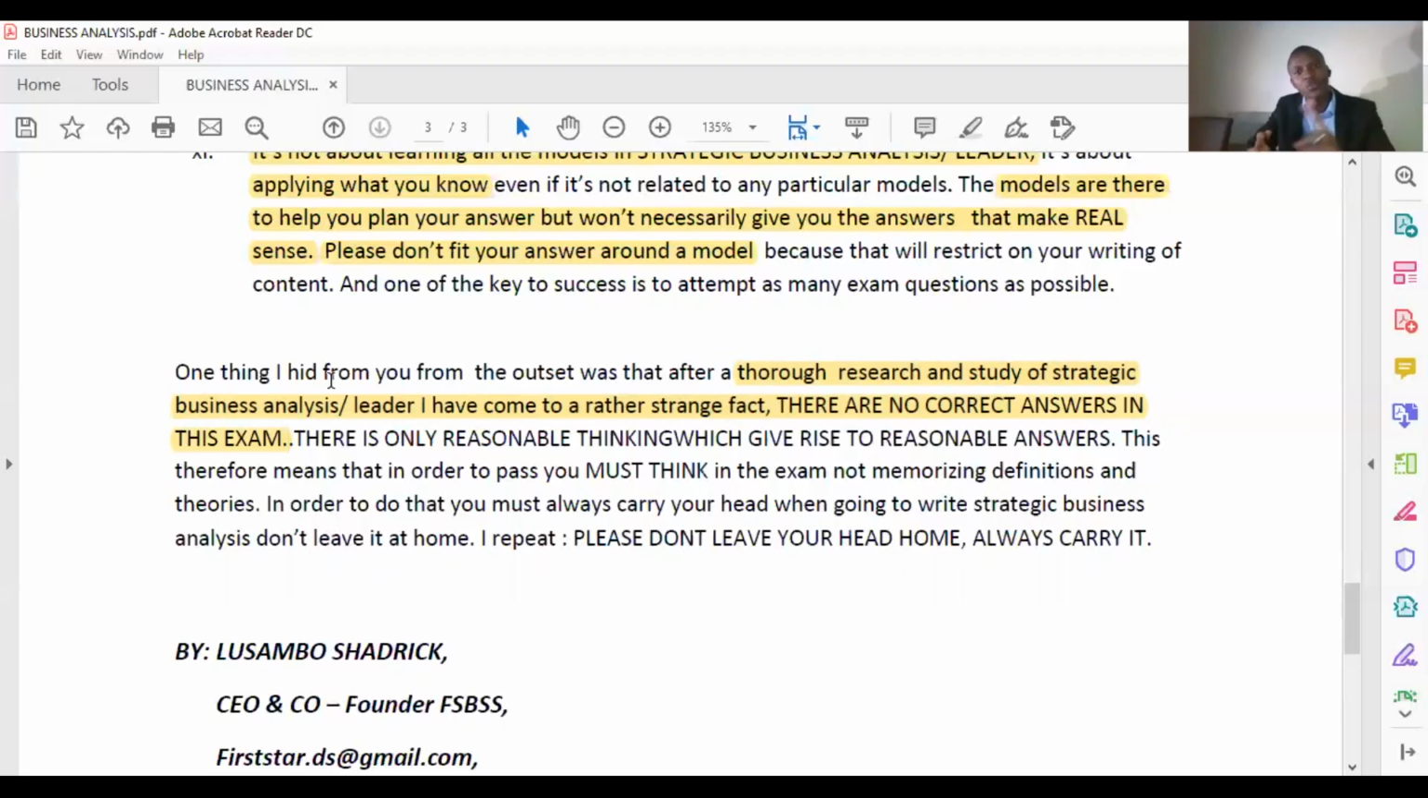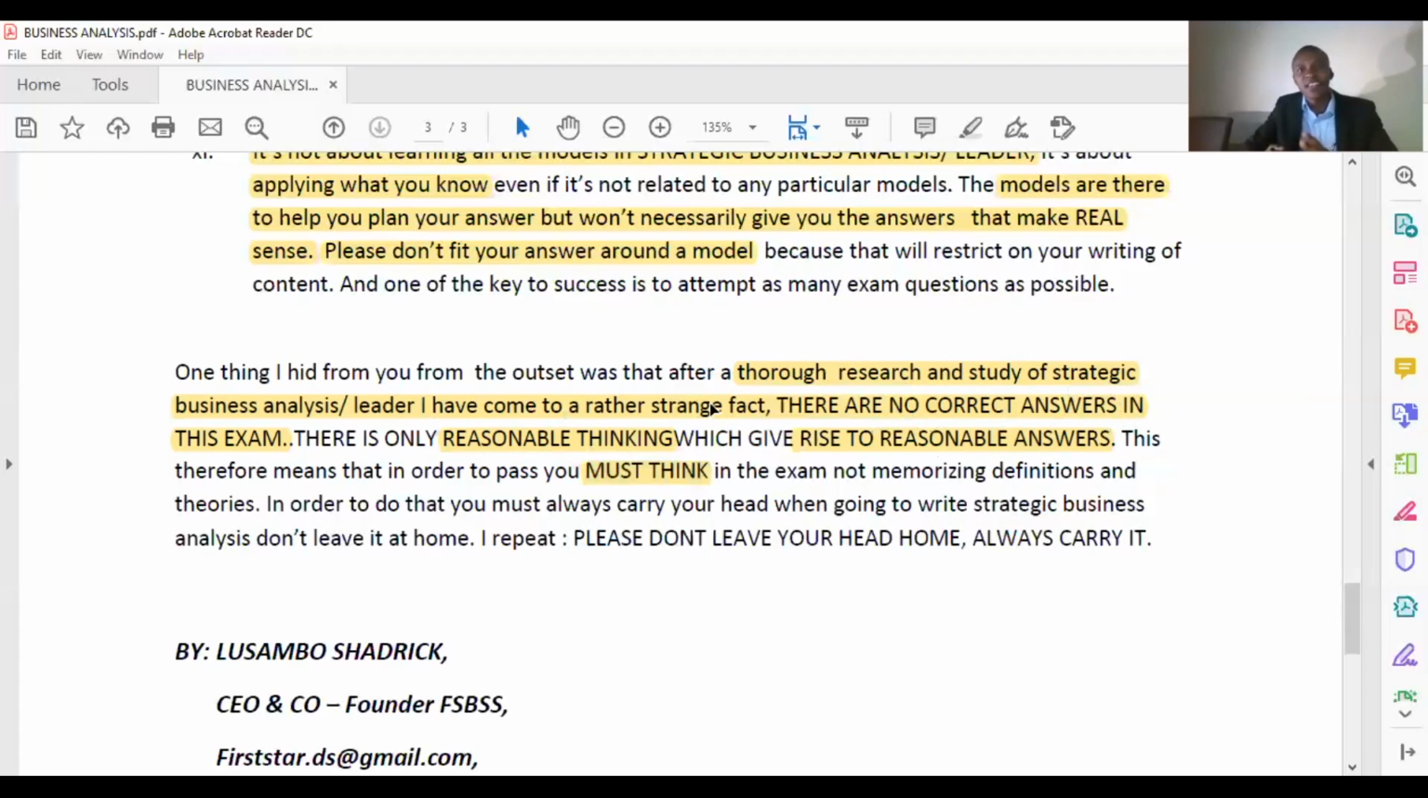What this means is that 2 different students, even 10, 20, or 100 different students, can give 100 different answers, and all of them get marked correct. Why? Because the examiner looks for correct thinking. The examiner looks for reasonable thinking, the kind of thinking which gives rise to reasonable answers. This therefore means that in order to pass, you must think.